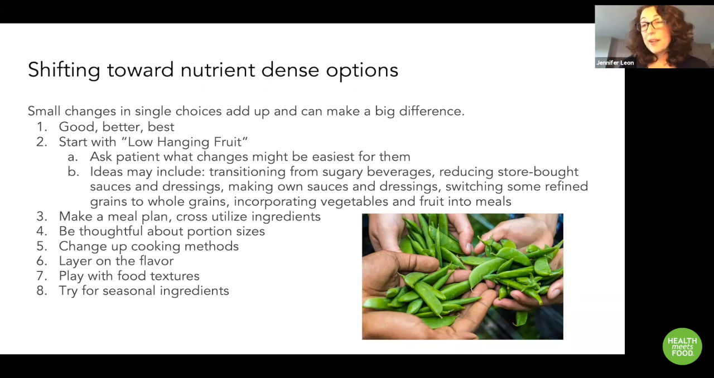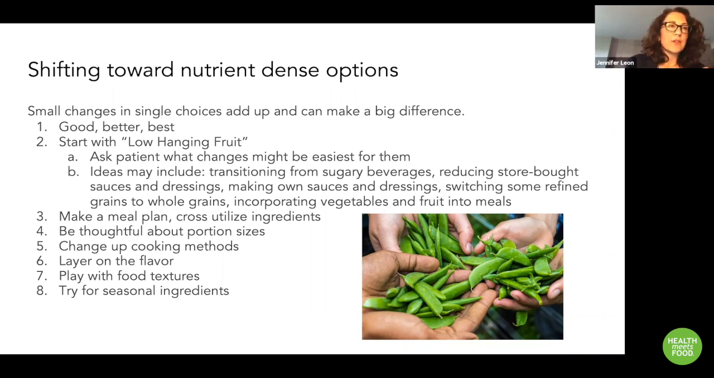So if they're not able or not sure what to do, then you could always coach them towards picking. But you want to start with what is a good change. And then from that, they build success. And then they can make the next change and the next change. The dietary pattern would not likely be changed overnight, but making progress is progress. So ideas might include transitioning from sugary beverages, reducing store-bought sauces and dressings by making their own, and switching from refined grains to whole grains.